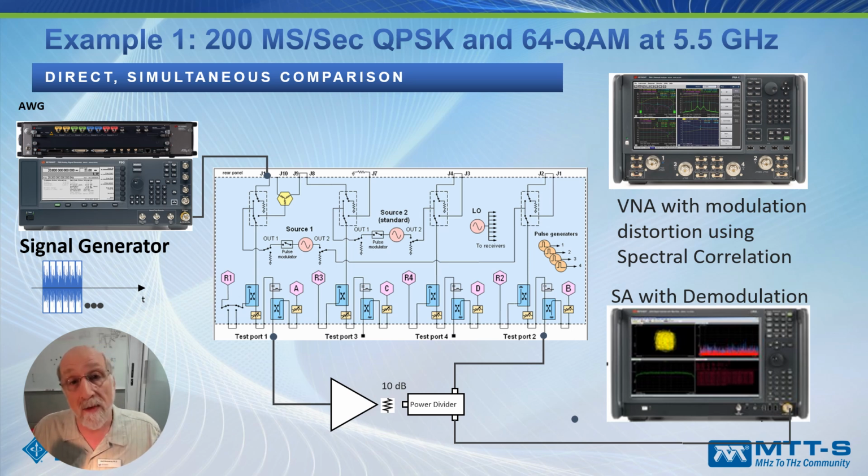So let me show you a setup example of how we would make this measurement. Here I have an arbitrary waveform generator that I'm sending the signal into the network analyzer. And then from that into an amplifier, and I'm splitting the signal to go into a traditional spectrum analyzer and a VNA used for making the measurements.